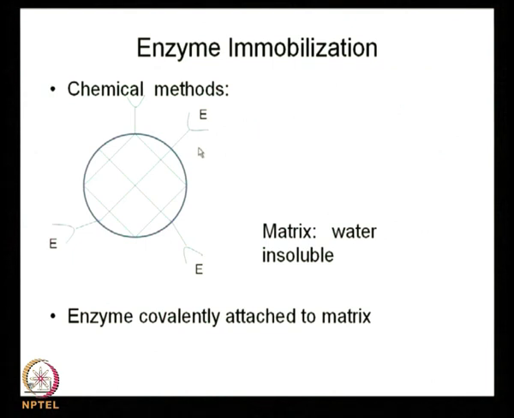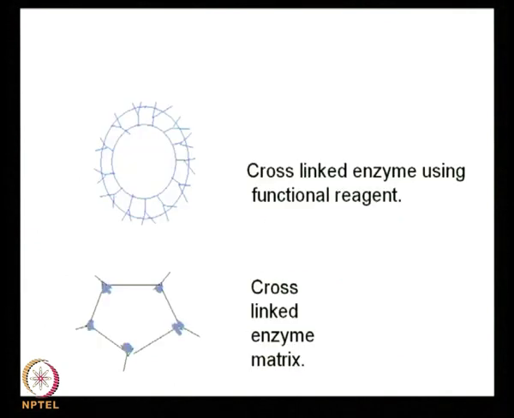Why is it water insoluble? Because for the enzyme to remain in that state, the matrix should not dissolve into water. If it dissolves, then the immobilization would all be gone. So if you want the enzyme to remain immobilized, this has to be a water insoluble matrix. This is a chemical method. Why is it chemical? Because the enzyme is actually covalently attached to the matrix.